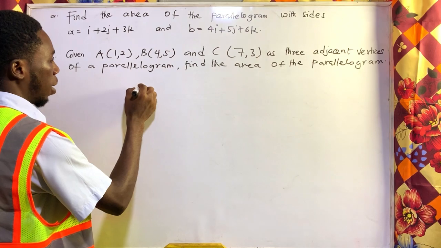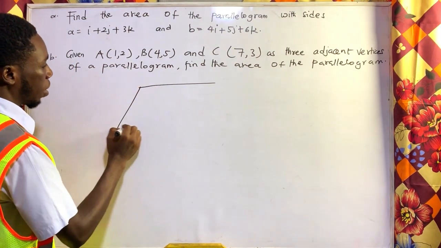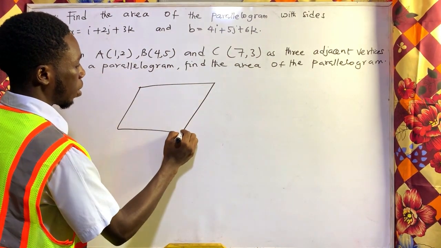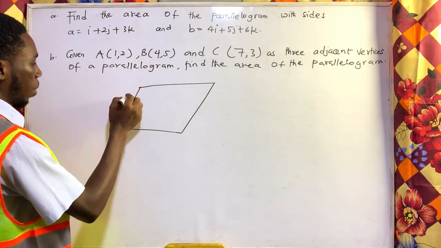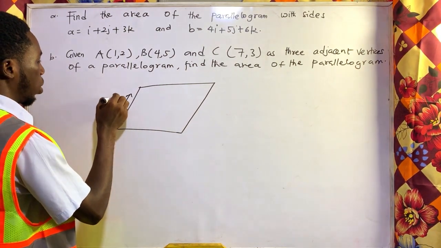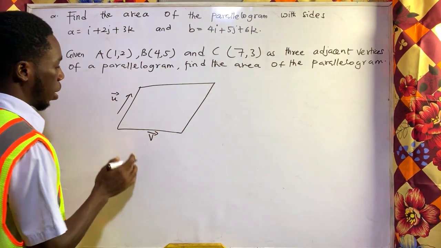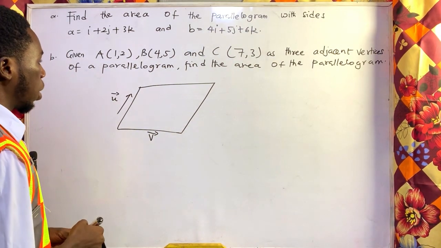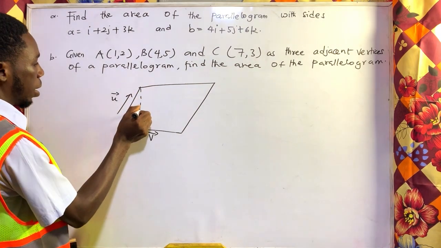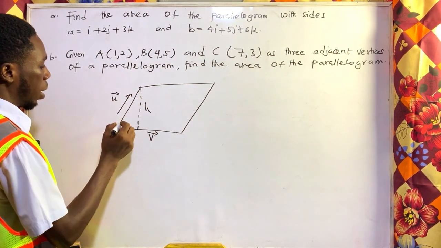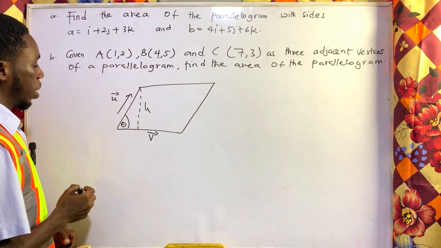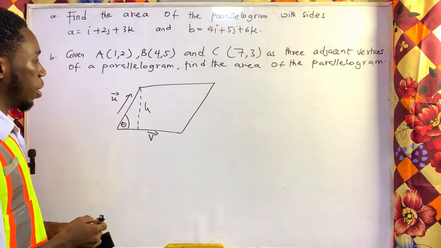So let's see, I have a parallelogram here, and then I have vector u here, and then I have vector v on this side. Let's take this side to be the height, and let's have angle theta here, which is the angle between vector u and v.